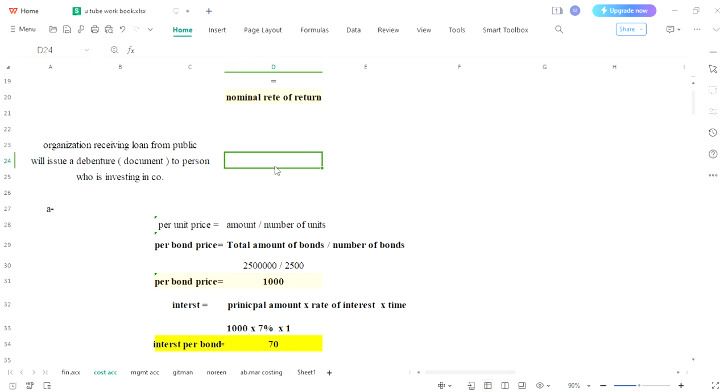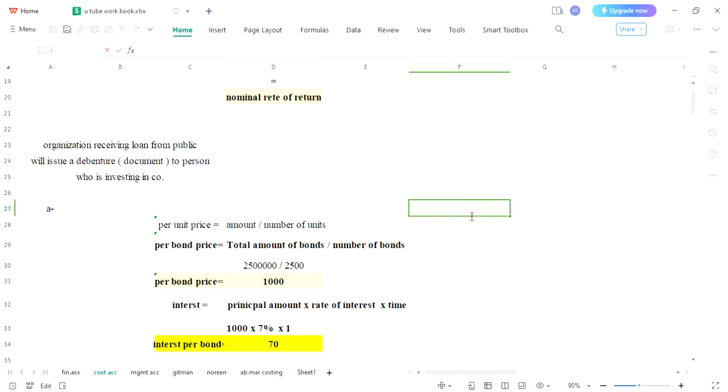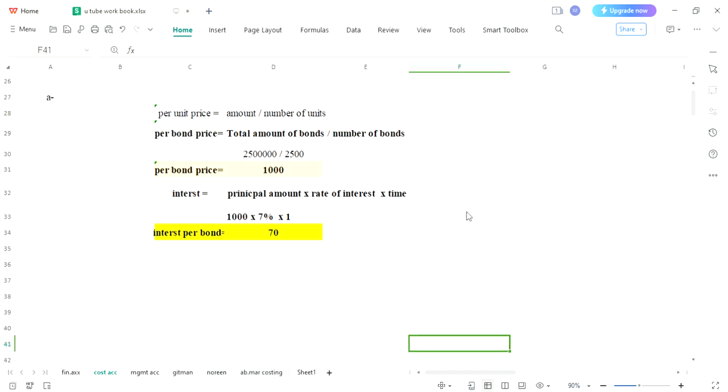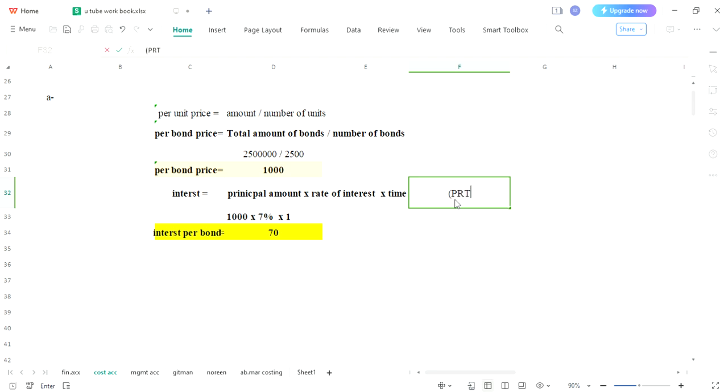So guys, we do have interest per bond, that is 70. Please understand this fact. Principal amount would be multiplied with rate of interest multiplied by time, and you can note it down in this way. It would be PRT. P for principal amount, R for rate of interest, T for time. This way you can remember it easily.